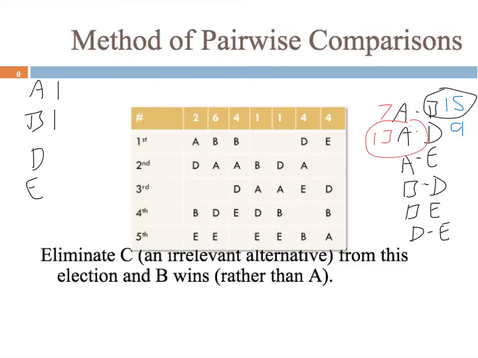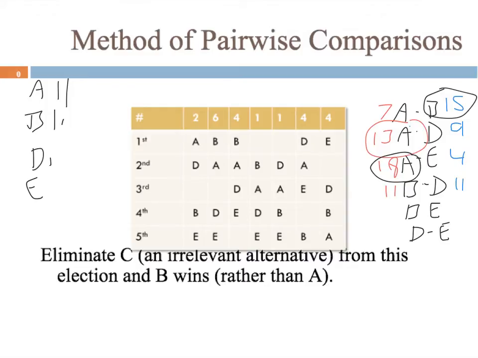A versus E, so A is on top 18 of those times, E is on top only 4 of those times. So A is our winner. I'm going to give another whole point to A. B and D. So this one is still a tie because we get 11 and we get 11 for both of those. So we're going to award half a point to each of them. So it's half a tally, half a tally.